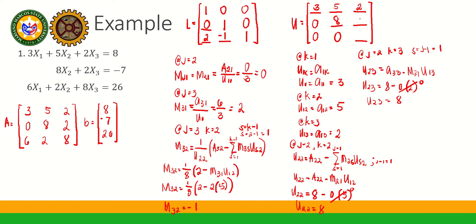So, pwede na natin siyang... A33 pala natin is mali to, hindi A33 to, dapat A23. I'm sorry for that. This should be A23. Okay, so yung A23 natin, element natin from the second row, third column, that is equal to 2. So our U23 is equal to 2. Okay, dito. Yes, and we are now going to solve for the last element, last unknown element. That is U33. So, yung U33 naman natin at J equal to 3 and K equal to 3. So, yung S natin is equal to 3 minus 1.